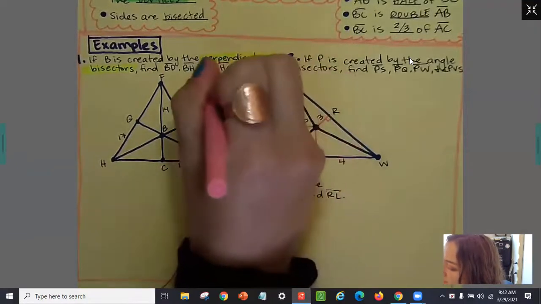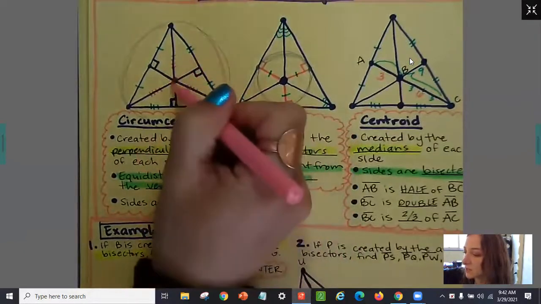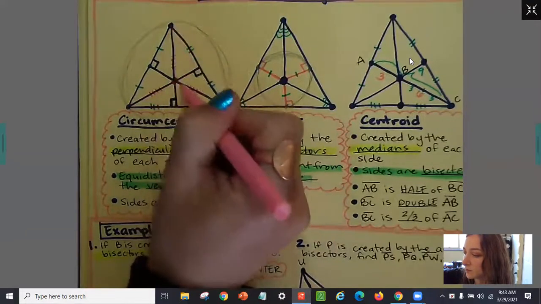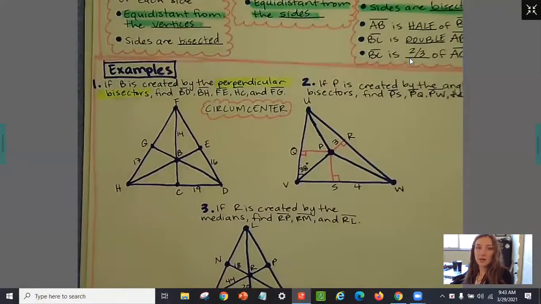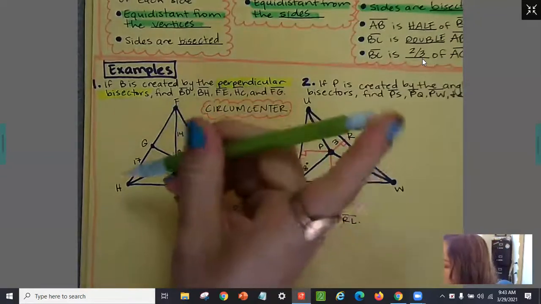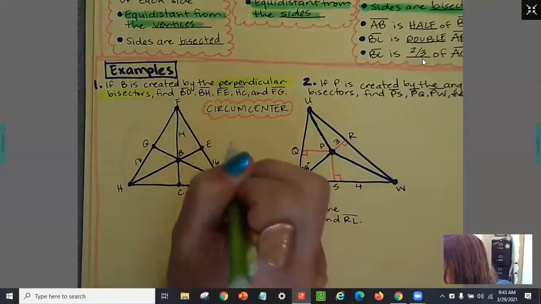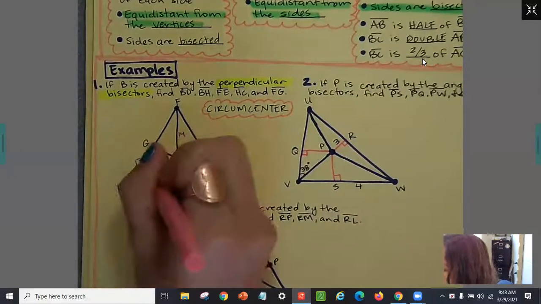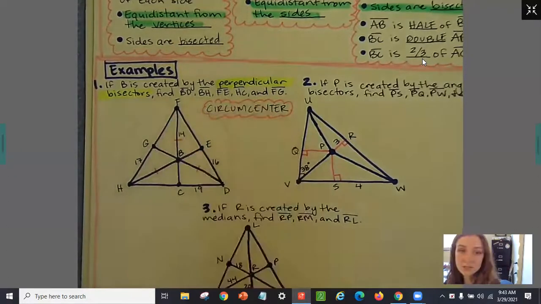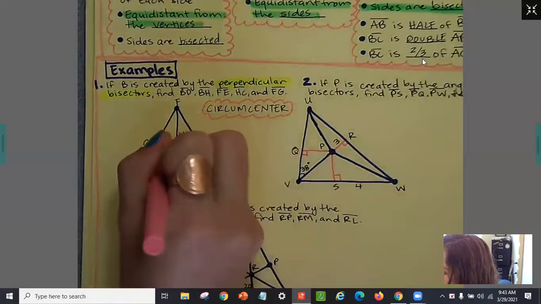So the circumcenter, the sides are bisected and it is equidistant from the vertices. So these lines right here are going to be equal to each other, and each of the sides are bisected. Okay, so let's look here. And just to give you guys a visual, this is having a circle around. Okay, so if you had a circle around it, that means that this is congruent to this, which is congruent to this. So that means that if this is 14, this is also 14, and this is 14 as well.